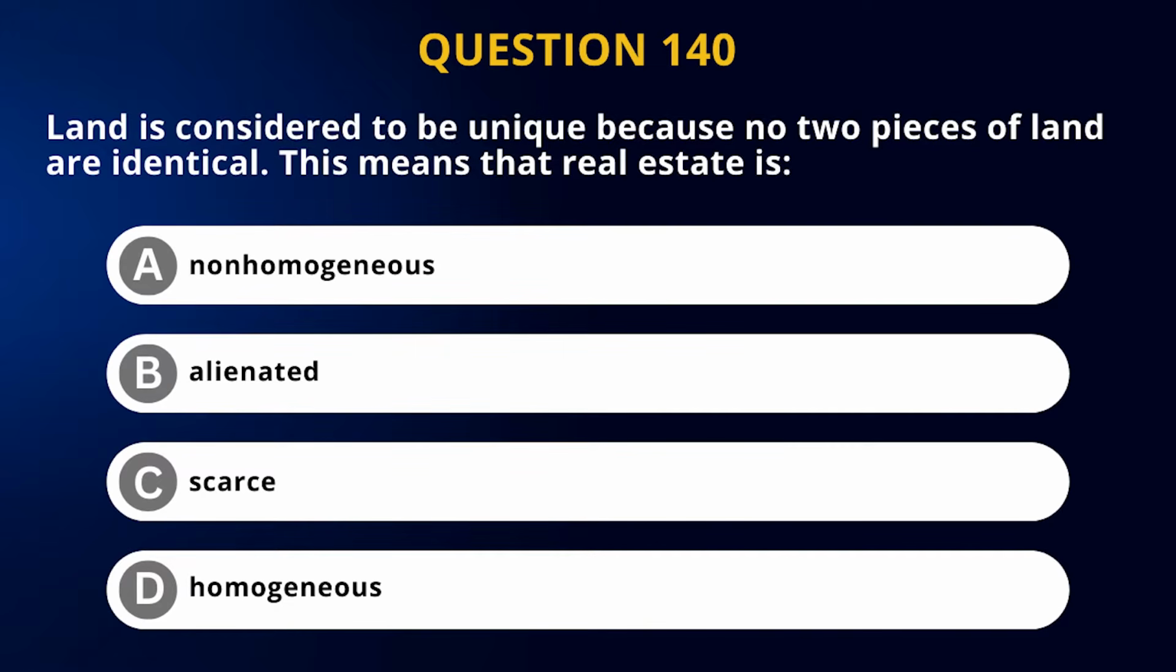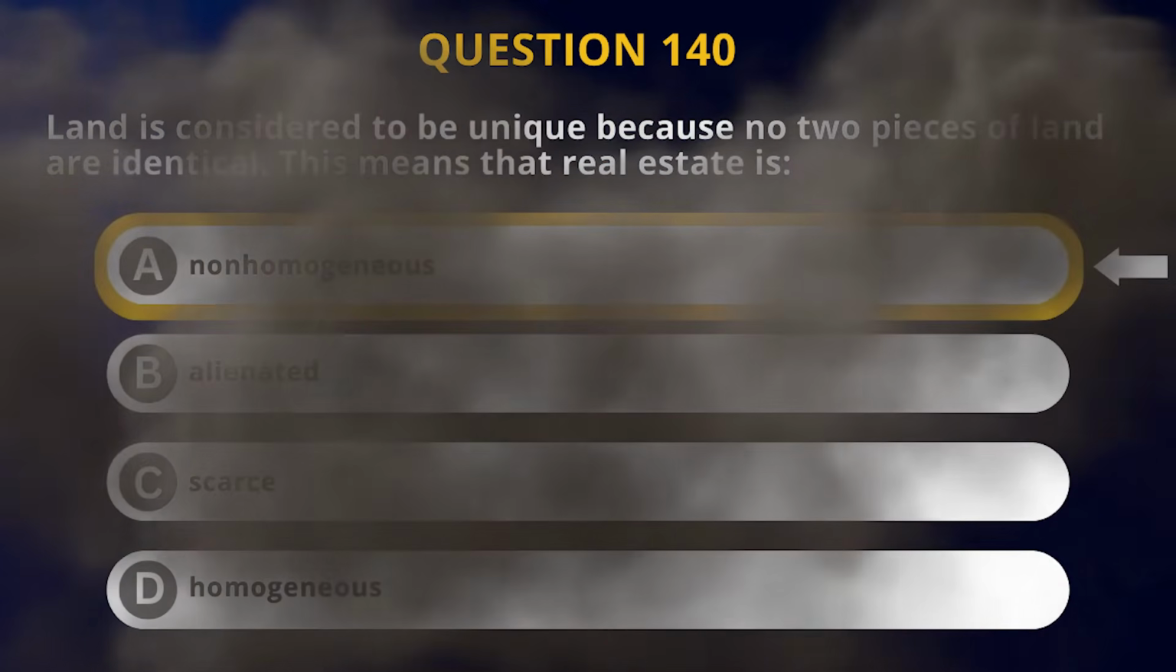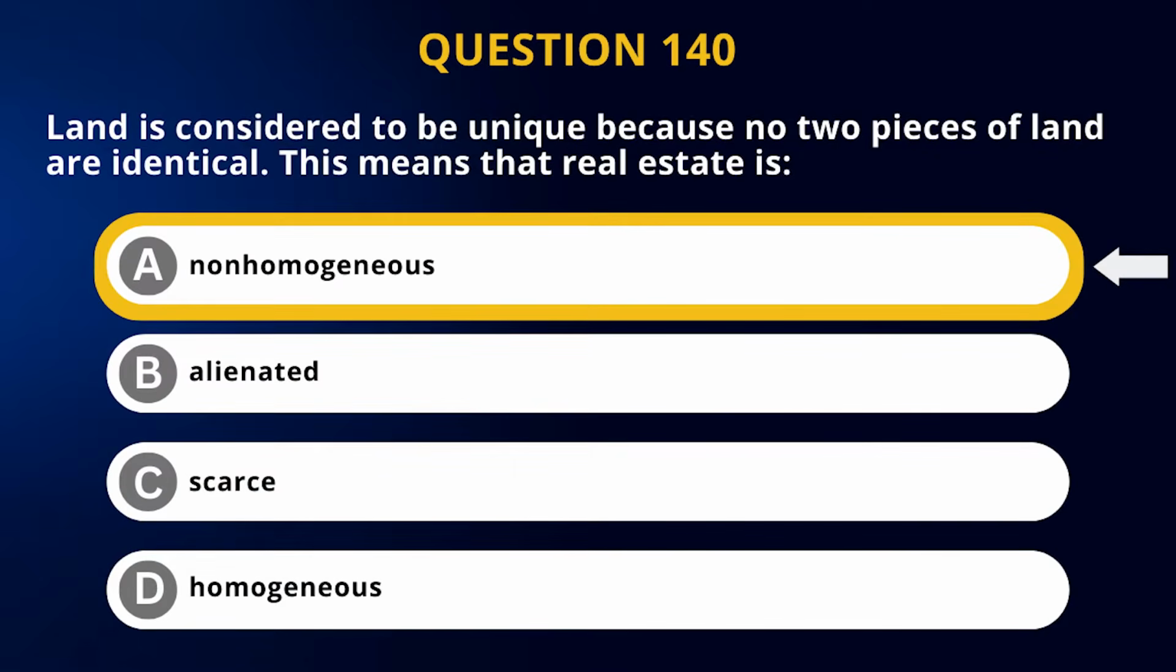And the answer is letter A, non-homogeneous. So you want to know that non-homogeneity and that phrase equals unique. And because real estate, no two parcels are identical, they both occupy a different space, they are not the same. And because they're not the same, then they are unique. Another fancy way of saying unique is non-homogeneous.